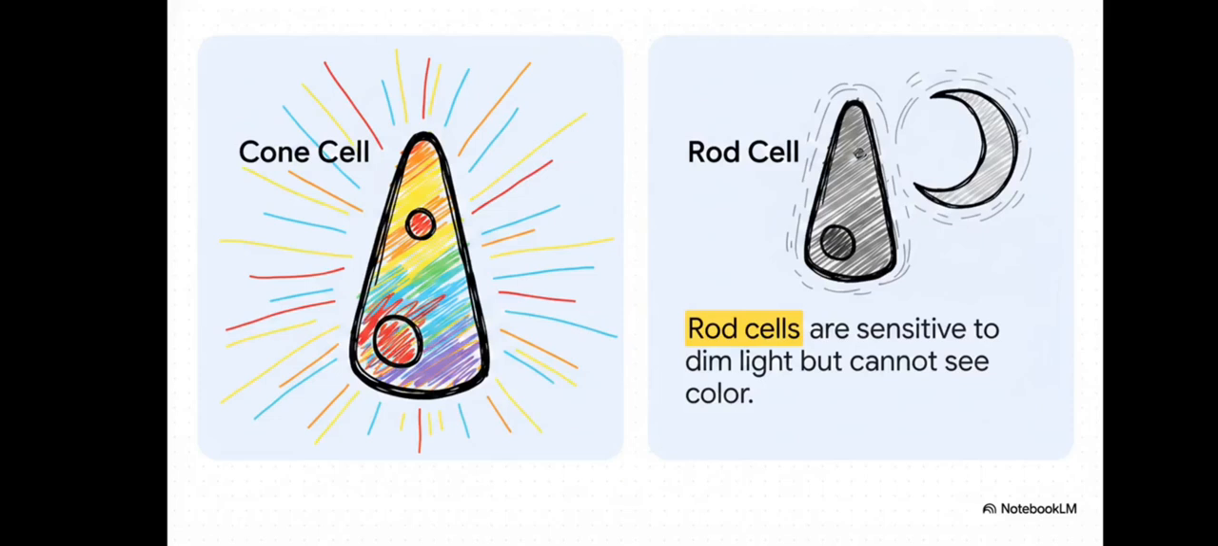Let's zoom in on that retina screen at the back of the eye, because it is lined with 2 brilliant types of specialized nerve cells that process literally everything we see. First, we have cone cells. These are highly sensitive to bright light, and they are the magical cells that let us detect all those beautiful VIBGYOR colors. Then we have rod cells. Think of these as your night vision workers. They are incredibly sensitive to dim light, allowing you to see shapes in the dark, but they cannot detect color at all. And that is exactly why everything looks kind of gray when you turn off the lights.